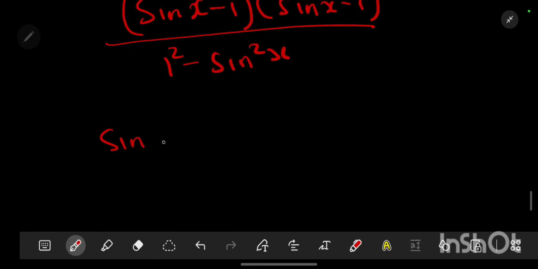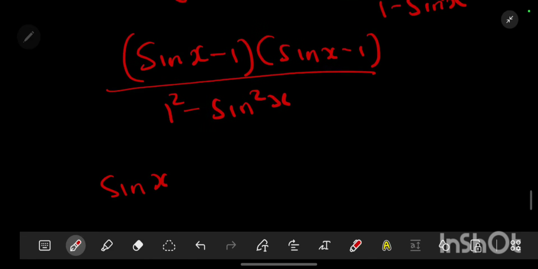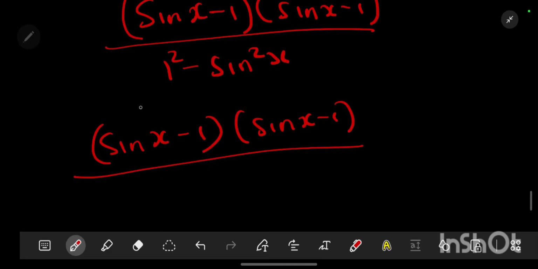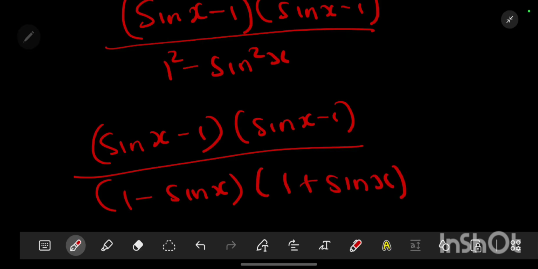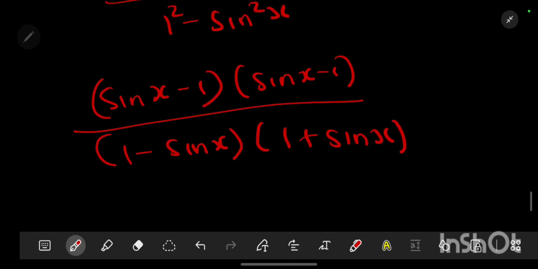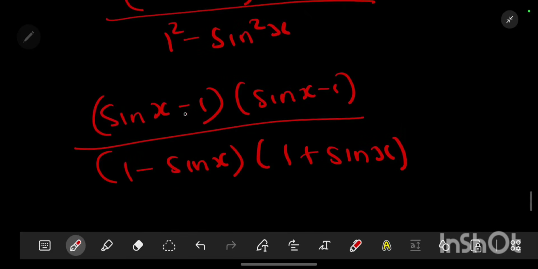So we are going to have sine x minus 1 times sine x minus 1, over, this is the same as 1 minus the sine of x, the other one will be 1 plus the sine of x. Already we can see that this is 1 minus sine, this is sine minus 1. So let's change the numerator by factorizing negative 1.